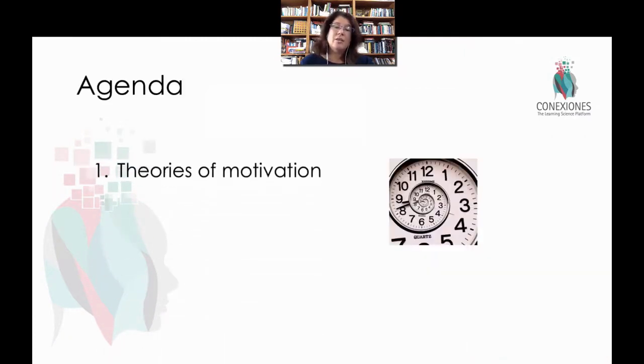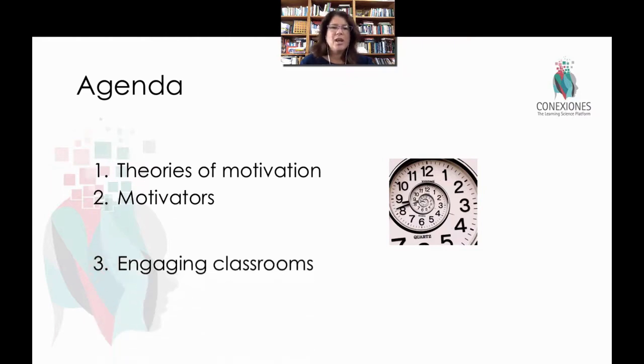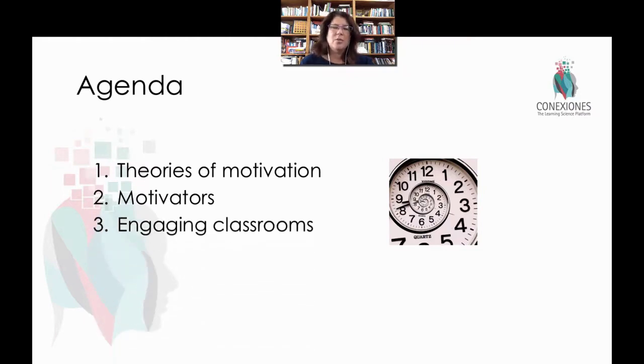Today we're going to look at theories of motivation, as well as what individuals consider to be motivators, engaging classroom context, how we can keep kids on track and motivated, as well as this big concept of social contagion. What is it that we can do as teachers that actually influences the motivational level of our students?